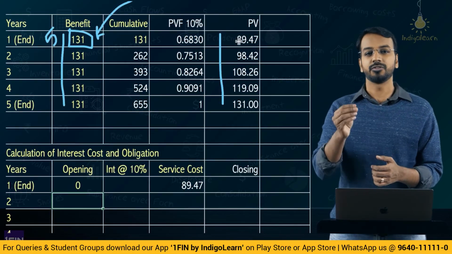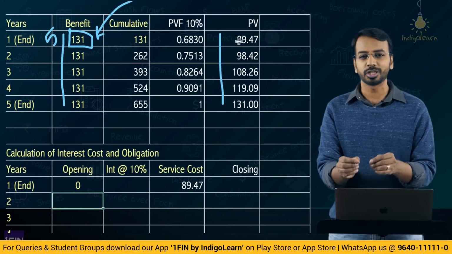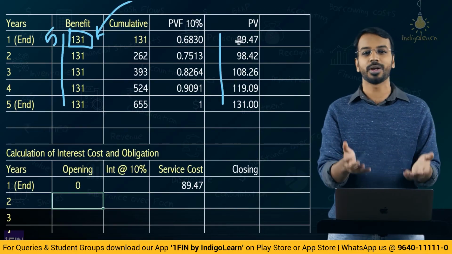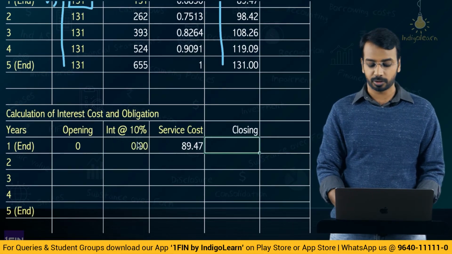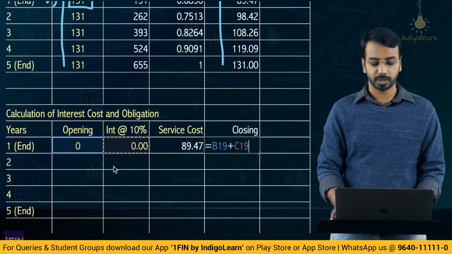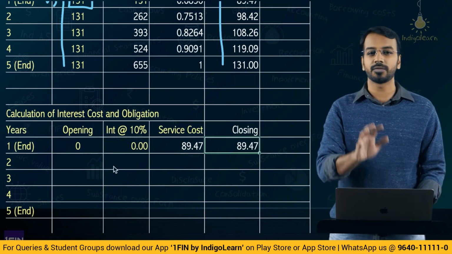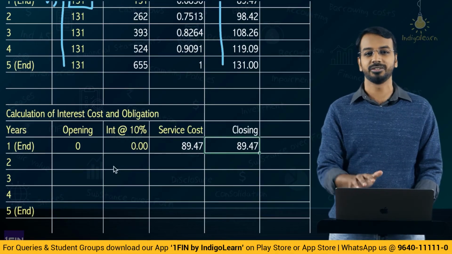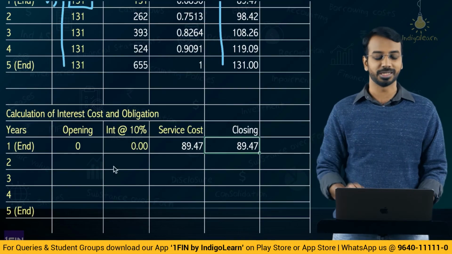Now tell me one thing, if you are recognizing some liability or obligation at the end of the period, do you think you need to provide any interest on that? We will not provide any interest, right? So interest for this period is 0 and the closing balance is your opening plus interest plus your service cost. The closing balance is 89.47. We have done enough of these kind of liability and interest calculations in leases, in AS 16. By now you would have been expert in doing this, right?